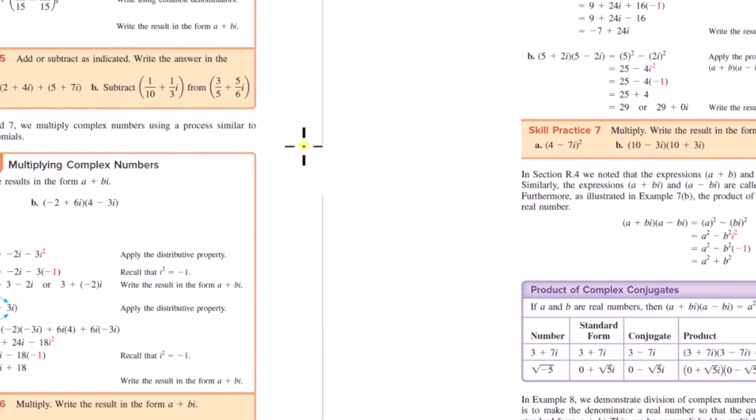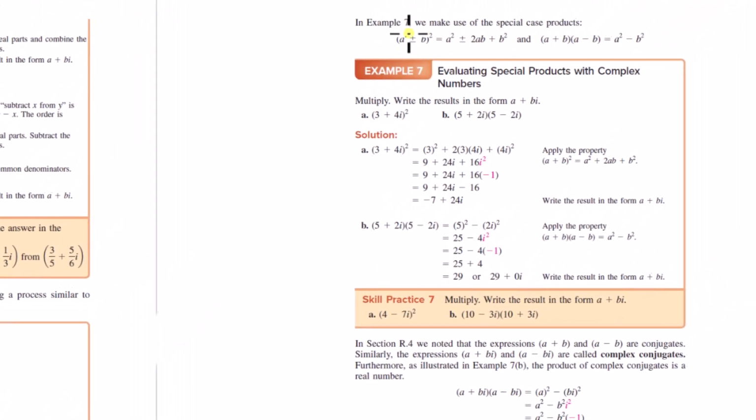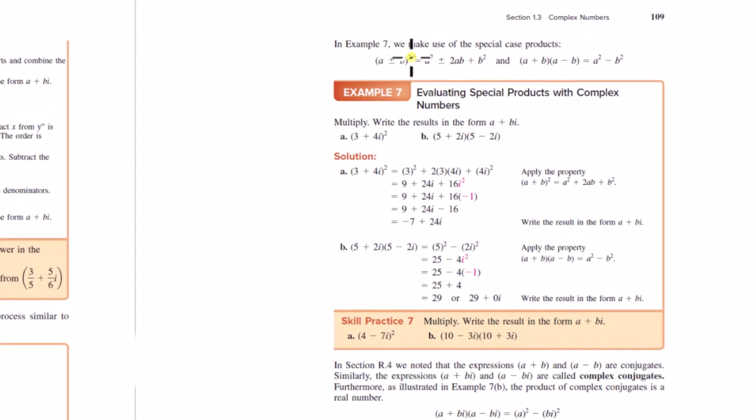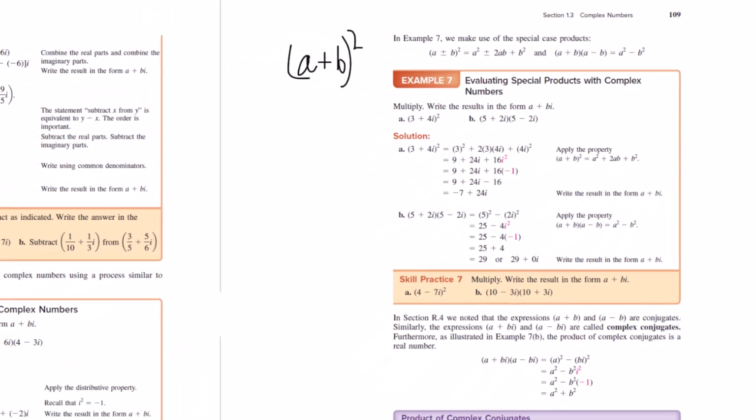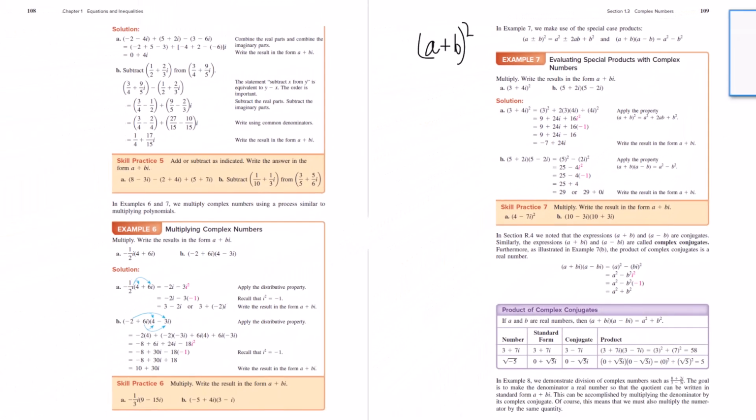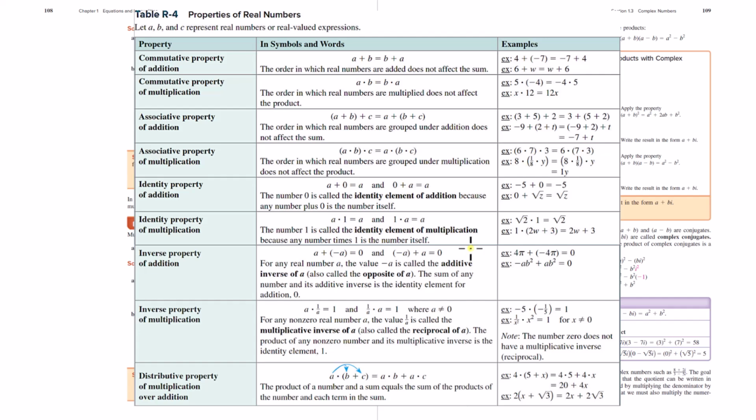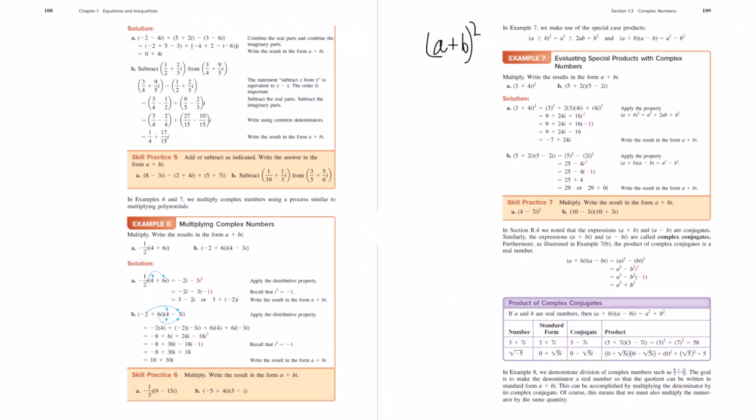Okay, now next it says we make use of special case products. So all of the ideas that we talked about in pre-algebra, like a plus b squared, etc., that's just the distributive property, and everything we used to develop these formulas came straight from these properties here. So we can apply those to complex numbers, no problem.